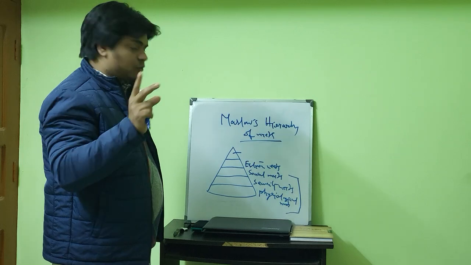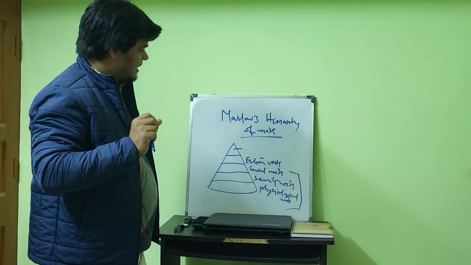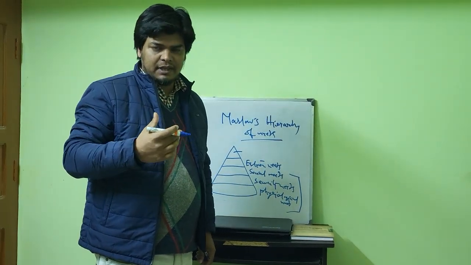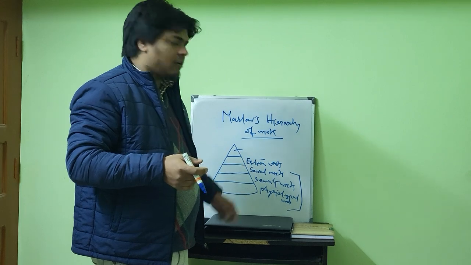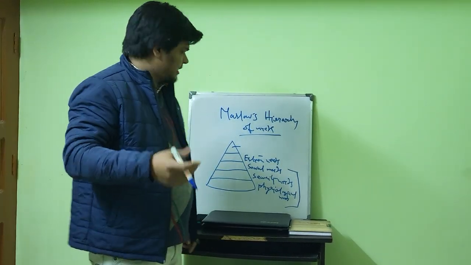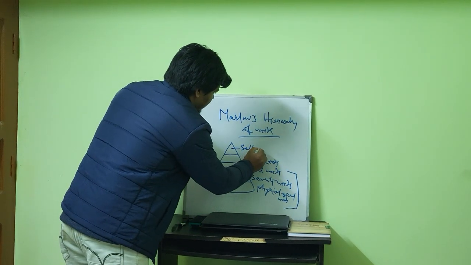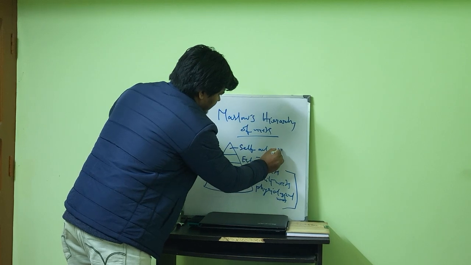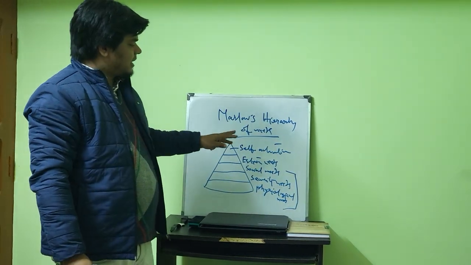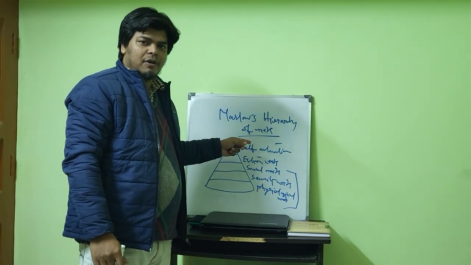Esteem needs can be categorized into two categories: achievement needs and recognition needs. Achievement needs mean an employee needs independence in his work, and recognition can be appreciation in the organization where he is working. At the highest level is self-actualization. Self-actualization is the top of the pyramid.